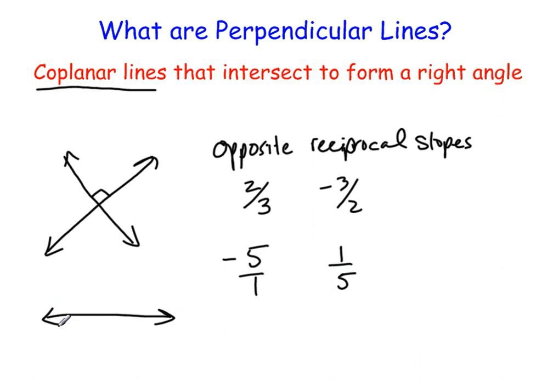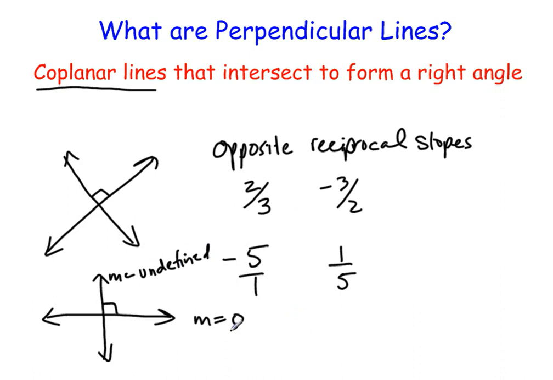What if we have a horizontal line? A horizontal line has a slope of 0. But we know the perpendicular to that would be a vertical line. Well, what's the slope of a vertical line? The slope of a vertical line is undefined. So that doesn't seem to follow the rule over here.